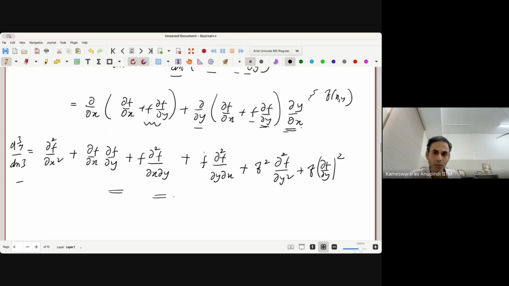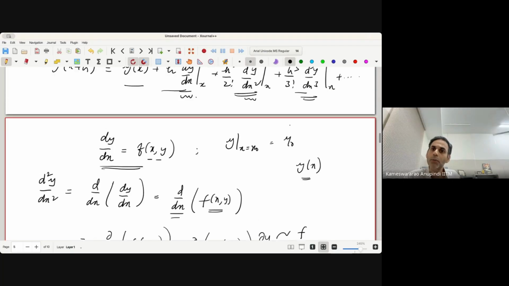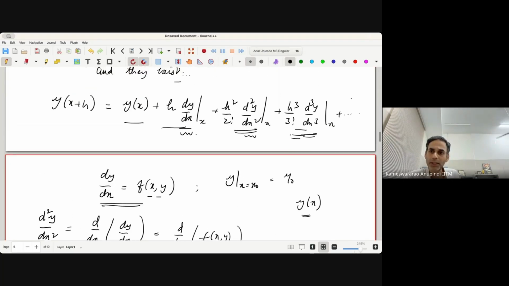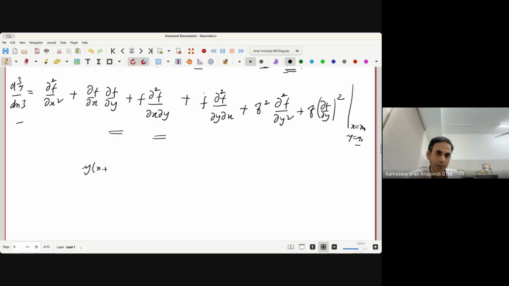We need to evaluate all of these at x equal to x naught and y equal to y naught, then substitute what is d cube y by dx cube at x naught, y naught, and put it into this formula. That is going to basically give us an order h power 4 accurate scheme, because we are now substituting for all these things. That means we can now calculate what is y of x plus h, using all these values.